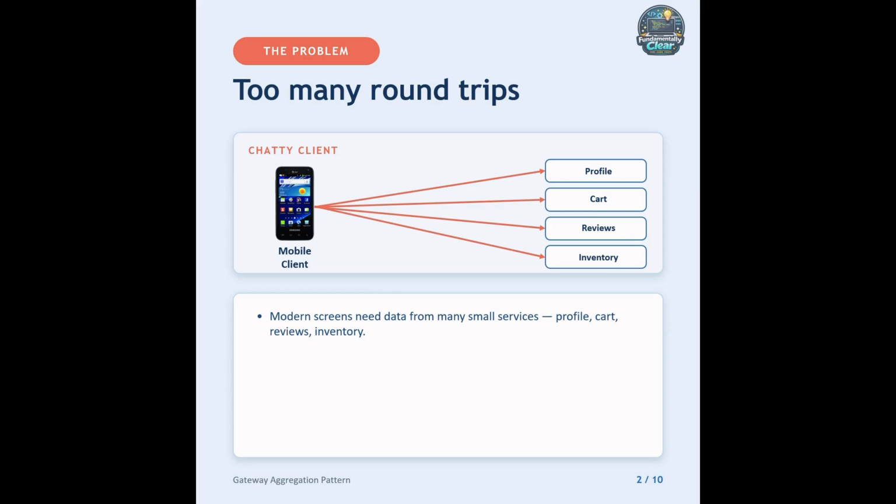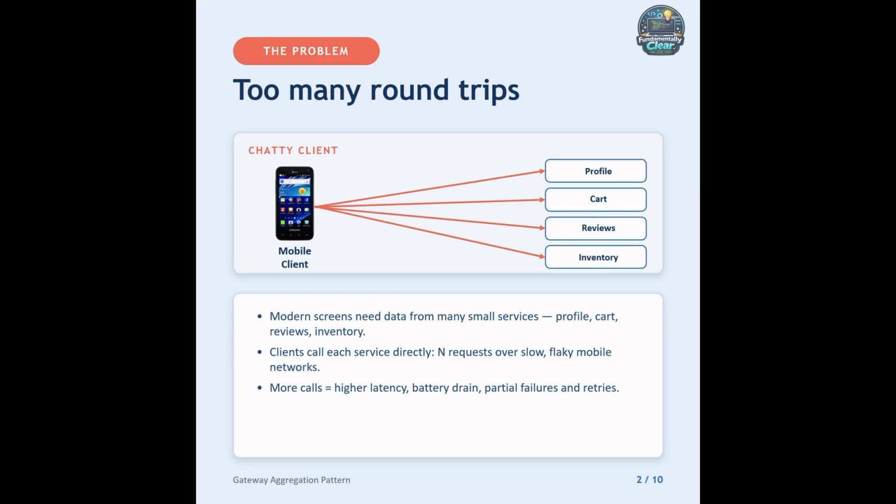Here's the world we live in with microservices. You have a product page, it needs data from four different services. In a naive implementation, the client calls each one directly. That means four separate HTTP round trips over a slow, flaky mobile network. And it compounds. More calls mean higher latency. Higher latency means battery drain. Battery drain means a frustrated user.